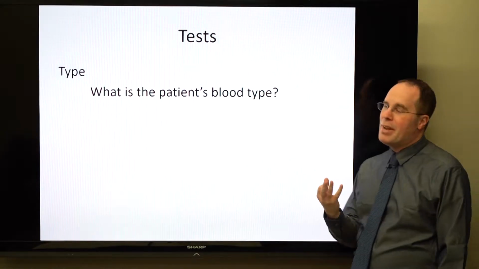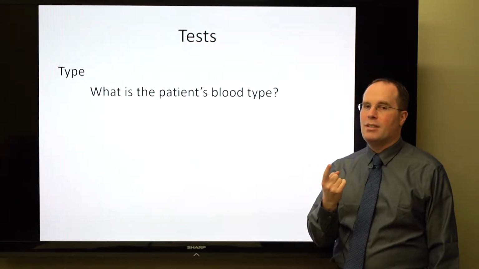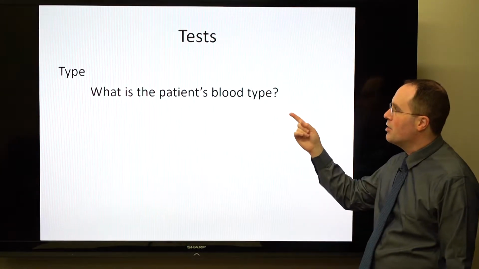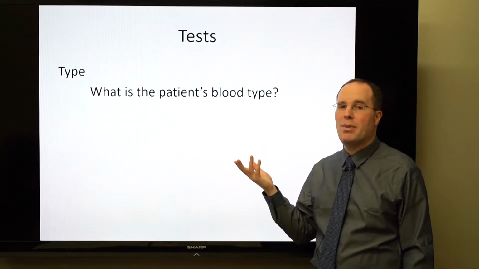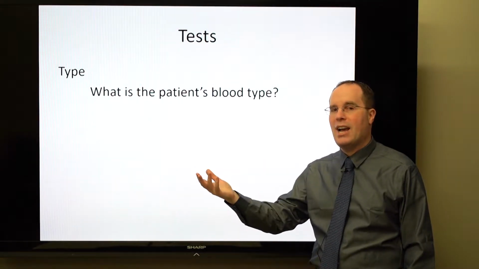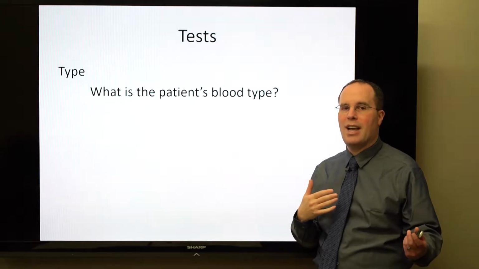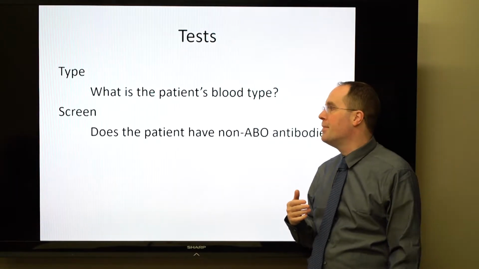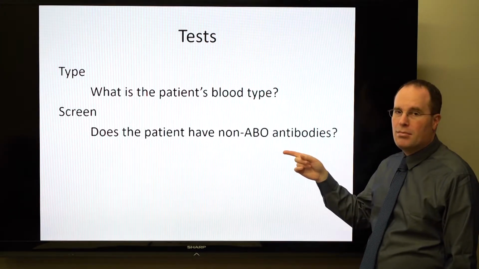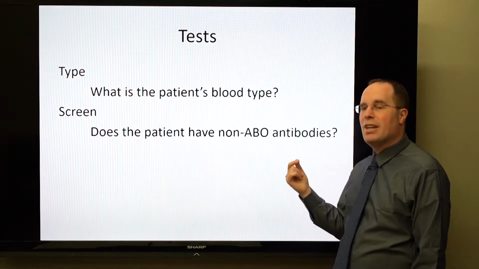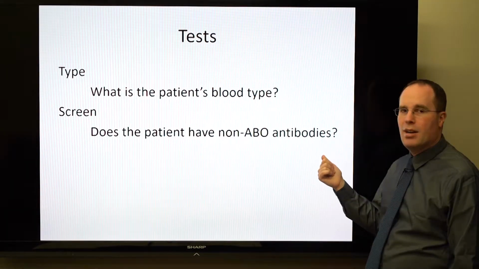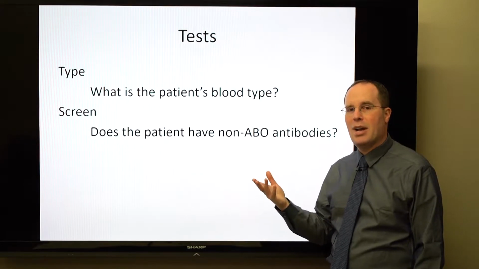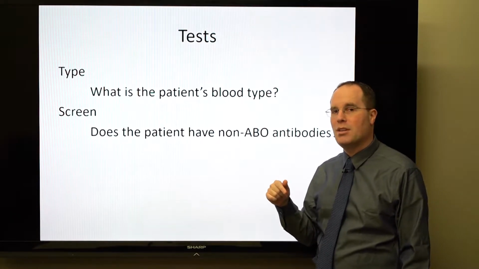And then the three main tests that we do: the ABO type, and that's just a description. It answers the question, what is the patient's blood type? Do they have the A or B antigens? Do they have the anti-A or anti-B antibodies? The antibody screen answers the question, does the patient have non-ABO antibodies? Does the patient's plasma have non-ABO antibodies? And we'll get into that in a little more detail.